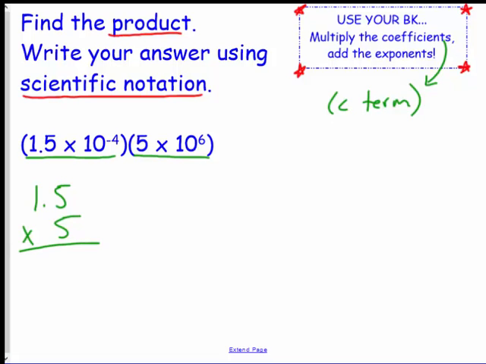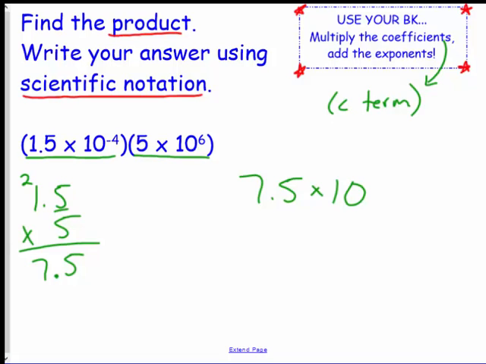And I have 5 times 5, which is 25. I carry the 2. 1 times 5 is 5, plus 2 more is 7. I have one decimal place factor up here, so I'm going to say, all right, I have 7.5. So I've got my answer started. It's going to be 7.5 times 10 to something. I just multiplied my C values. And that's all you're going to do each time.